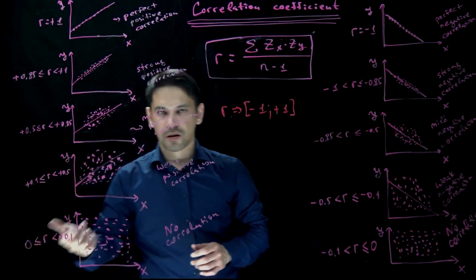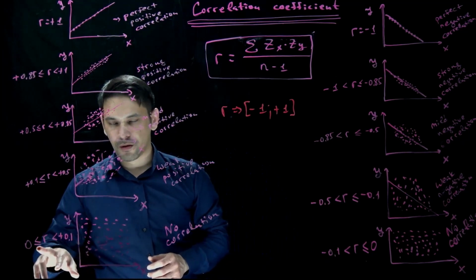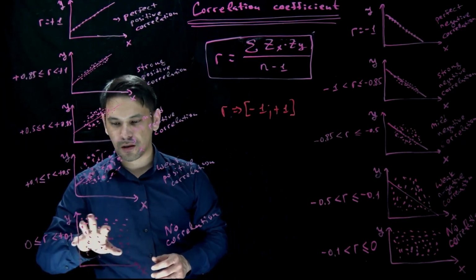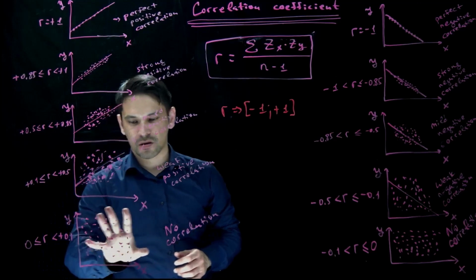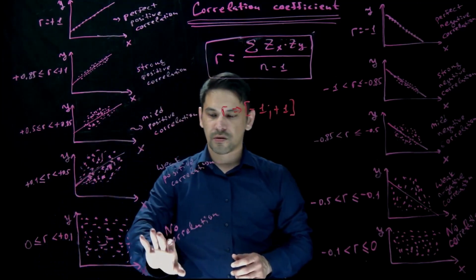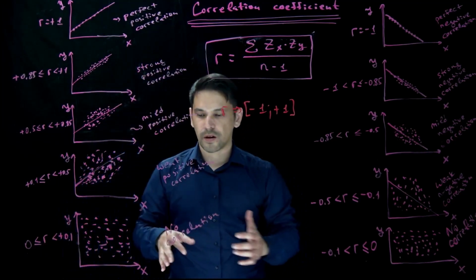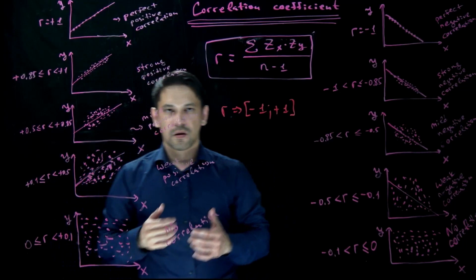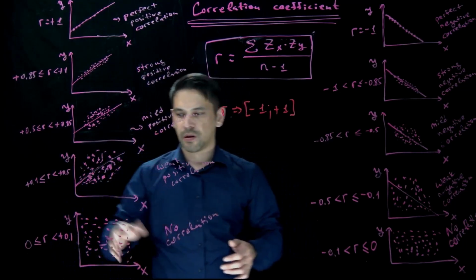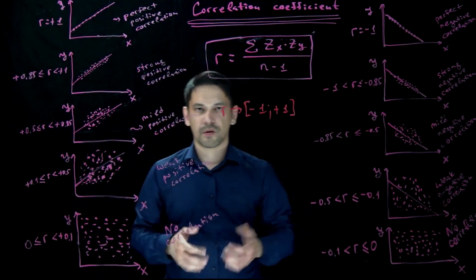Now, if the correlation coefficient is less than plus 0.1, but greater than or equal to 0, then it means that the dots are spread across the whole graph. In this case, we state that there's no correlation between the variables x and y. That means there is no relationship between the two variables. There is no dependency between them. The variable y doesn't depend on the variable x. This is how you can think of it.